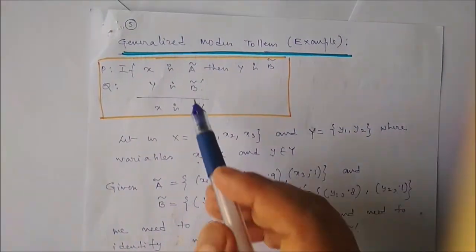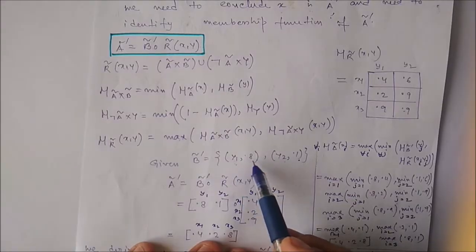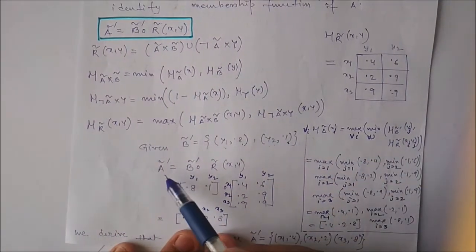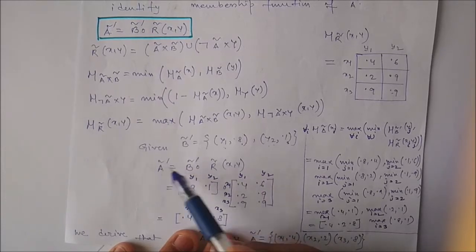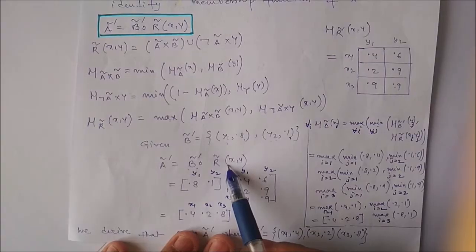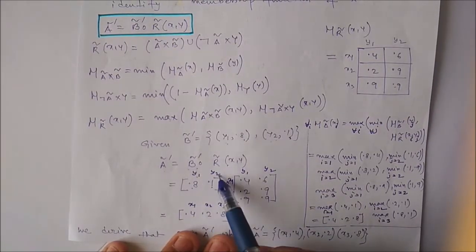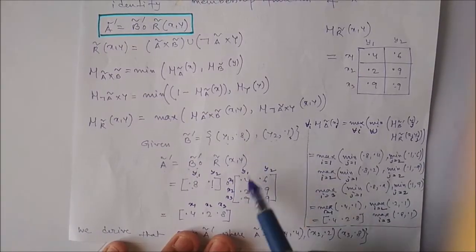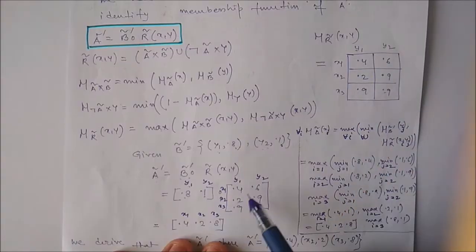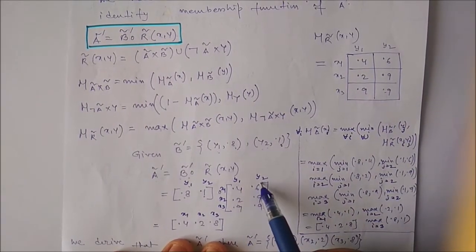Now y is B dash, which is already given. B dash is equal to y1 comma 0.8 and y2 comma 0.1. So we have to calculate the membership values of A dash, using maximum-minimum composition between B dash and R. B dash is 0.8 and 0.1 for y1 and y2, and this is our relation R: 0.4, 0.6, 0.2, 0.9, 0.9, 0.9 for x1, x2, x3 and y1, y2.